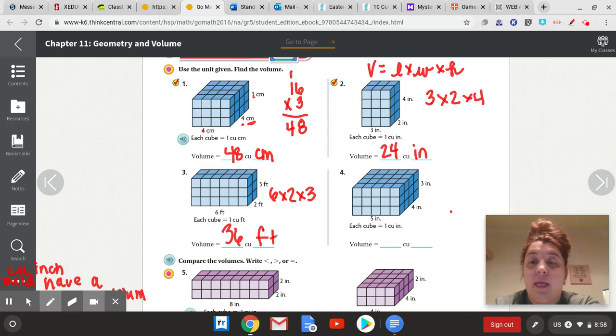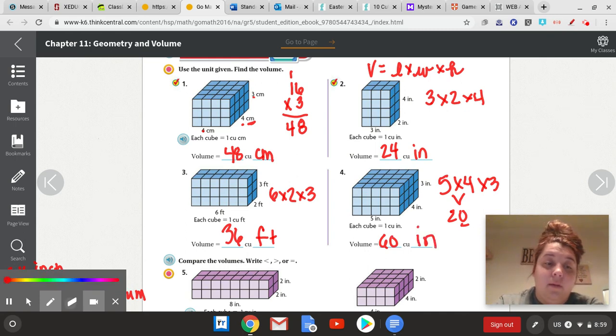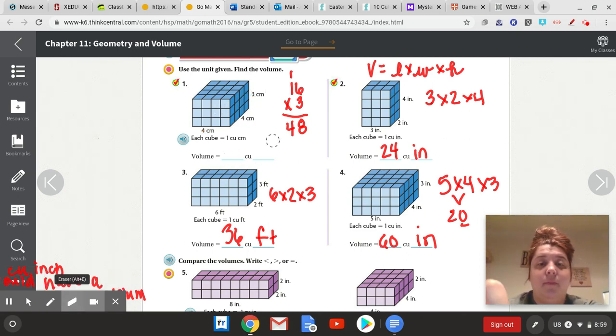Okay. Here, you have 5 times 4 times 3. 5 times 4 is 20. And I know you don't know your 20s times tables, but you should be able to think about this one. 20 times 3, well, 2 times 3 is 6, and then you have that 0, gives you 60 cubic inches for this one. So, nice, simple problems here. Okay.